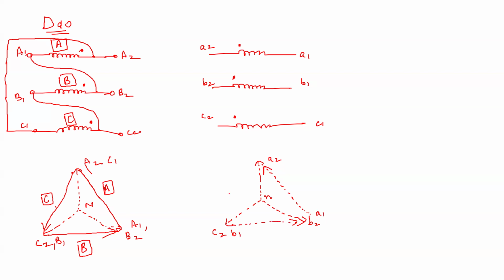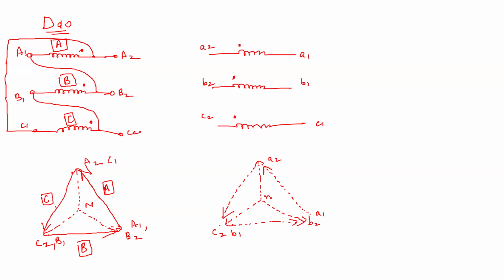A2 A1 vector is like this. So here also A2 A1 vector is like this. So this vector and this vector have to be in phase. Similarly, B1 B2 vector will automatically come in phase. If you have made one vector in phase, the other vector will automatically come in phase. Okay, now here also this is like this.